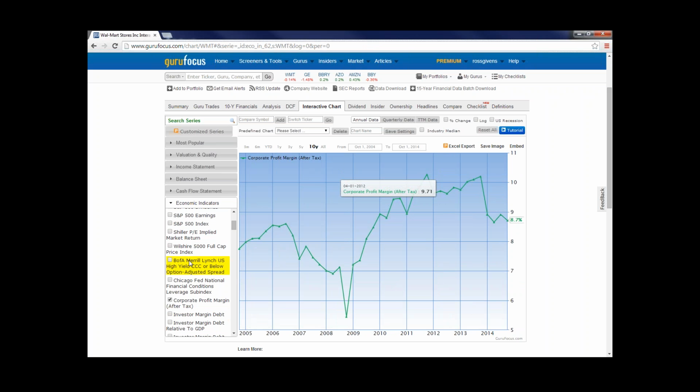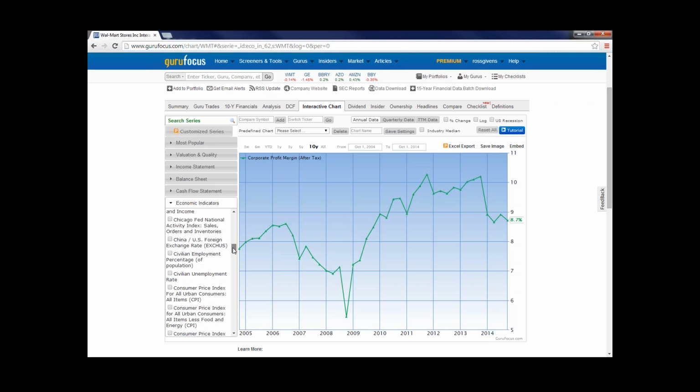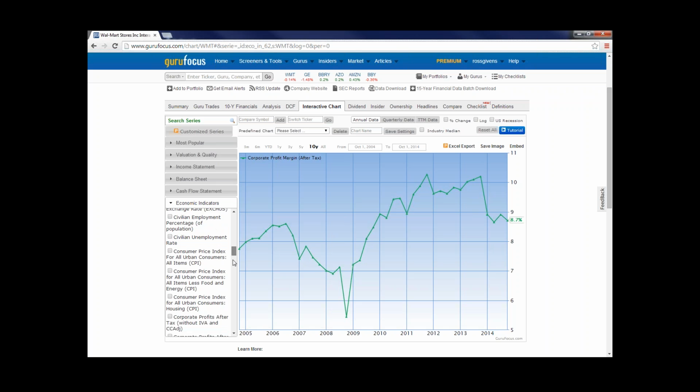The B of A Merrill Lynch U.S. high yield levels. There are all kinds of international data here. So you can even chart the total U.S. population, the savings rate, government employees, all the international exchange rates, consumer price index, corporate profit levels, federal stimulus packages. You could seriously spend a week in here.